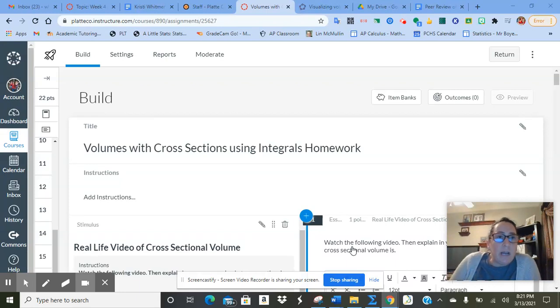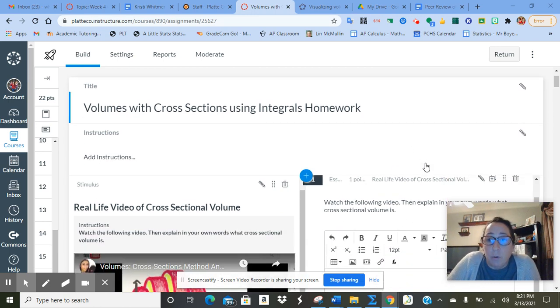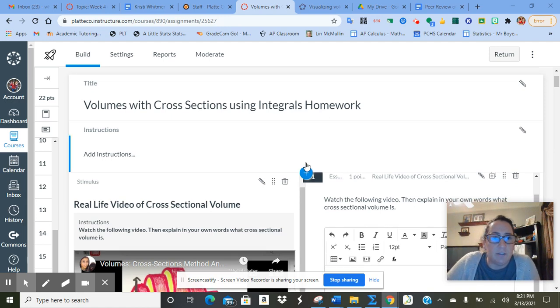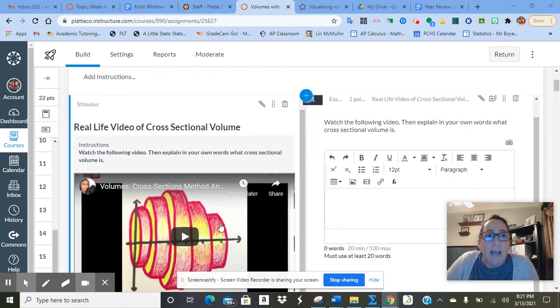Hi everyone. So I decided to create a homework for volumes being found from cross sections in Calculus 1. This has been something I've always wanted to do, make better homeworks like this. It actually took me a long time because every single time I wanted a really good equation, I had to copy and save it as an image and then insert the image. That was a little rough, but I was excited.